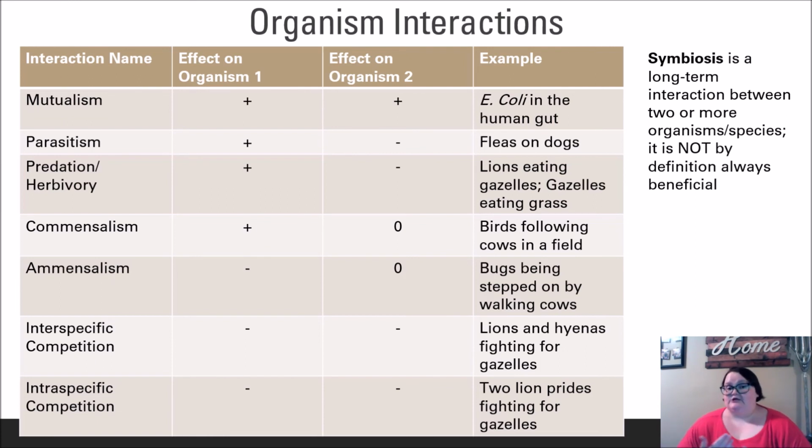Then you have competition. Competition is the only real negative interaction that we see. And there are two types, interspecific and intraspecific. Interspecific competition is when organisms from two different species are competing for the same resource, such as lions and hyenas fighting for a gazelle carcass. Intraspecific competition is when two members or two groups of the same population are fighting for a resource, such as two lion prides fighting for those gazelle carcasses.